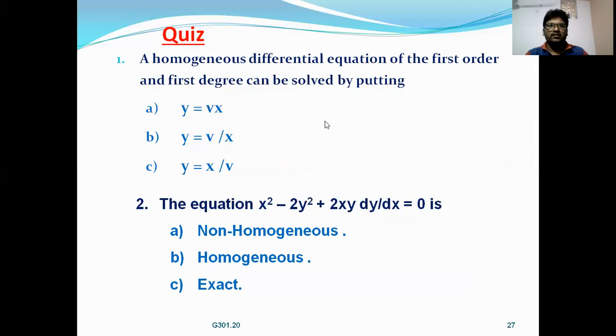So the second question: the equation x square minus 2y square plus 2xy into dy by dx is equal to 0. This differential equation is a homogeneous function? Option A, homogeneous function. Option B, non-homogeneous. Option C, exact. Among these three options, which is the correct solution? Is it homogeneous, non-homogeneous or exact?